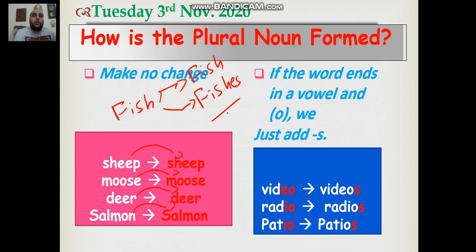Okay? So, when do we use fish and when do we use fishes? Whenever you are talking about a lot of fish which are of the same kind, you're going to use fish in plural. Whenever you're talking about a lot of fishes that are not of the same kind, it's going to be fishes. If the word ends in a vowel and O, we just add S, just like video, radio.